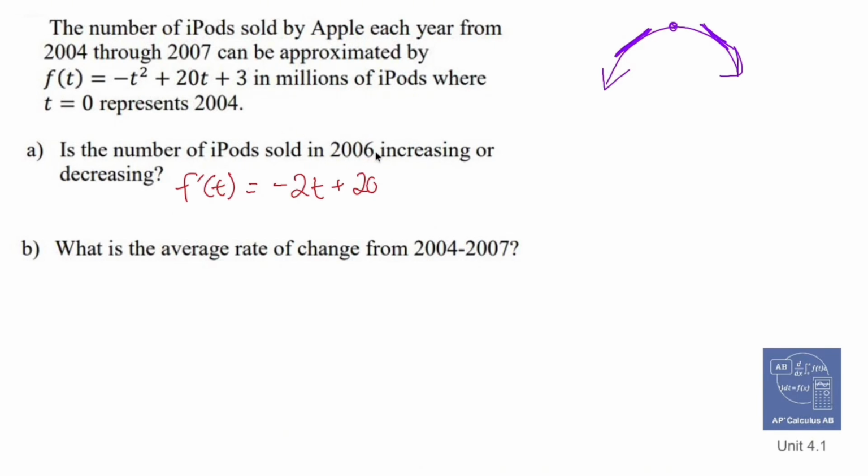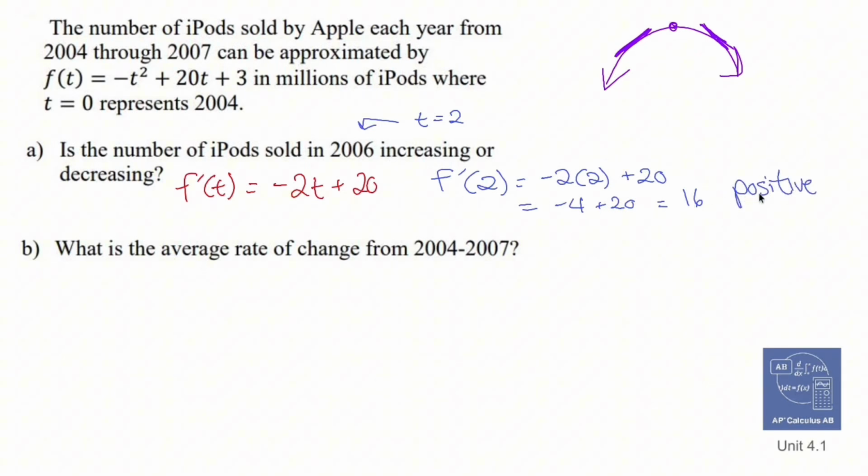Now I care about 2006. Does that mean I plug in 2006? No, no, no. 0 is 2004. So 2006 implies that t equals 2, because it's 2 years later. So I'm going to find f prime of 2. F prime of 2 is going to be negative 2 times positive 2 plus 20. Negative 2 times 2 is negative 4, and negative 4 plus 20 is positive 16. The key word there being positive. And what this means is, since I have a positive slope, remember derivative gives us slope, that means it is increasing at that number right there. So the answer to problem A is increasing.